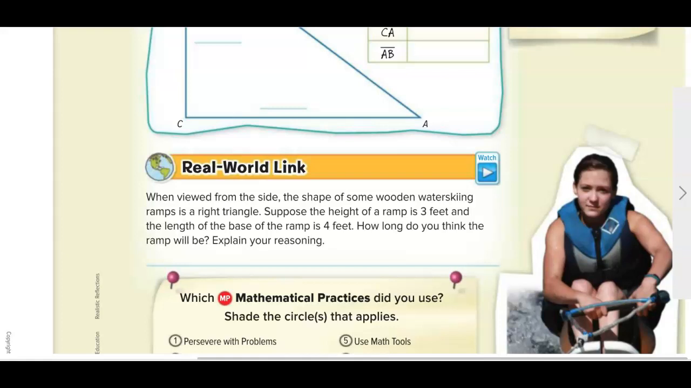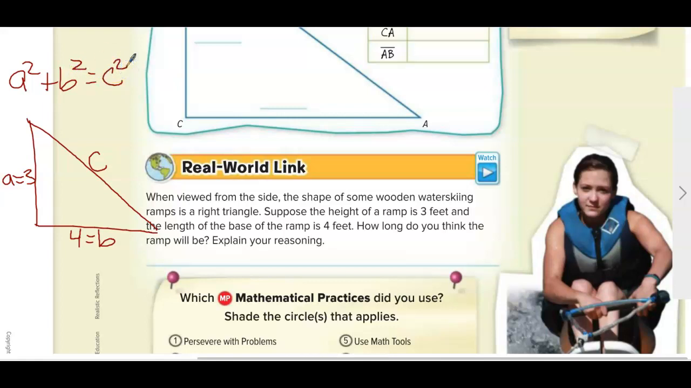Okay, so if we're water skiing and we have a ramp, it says the height is what? What's the height of my ramp? 3 feet. So which one is that on here? A. Okay, so A over here. Yes. So A is 3 feet. And then the base is what? 4. So down here, that could equal my B. So what are we missing? C. We're missing C. So what's my formula again? A squared plus B squared equals C squared.